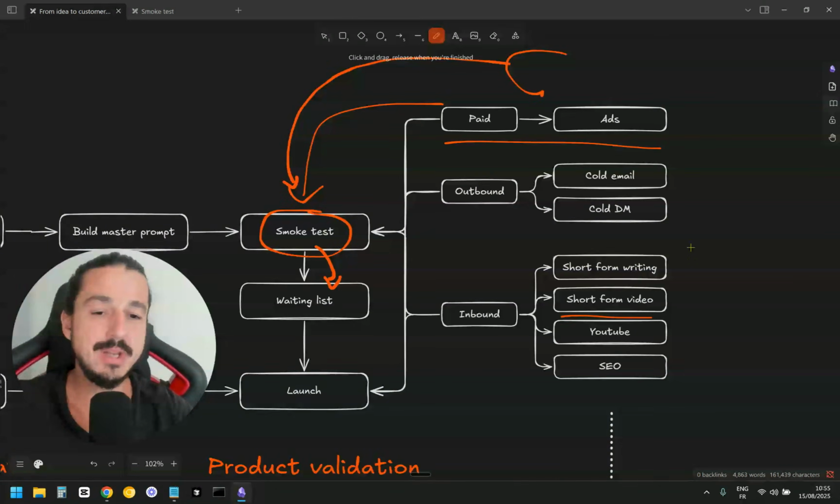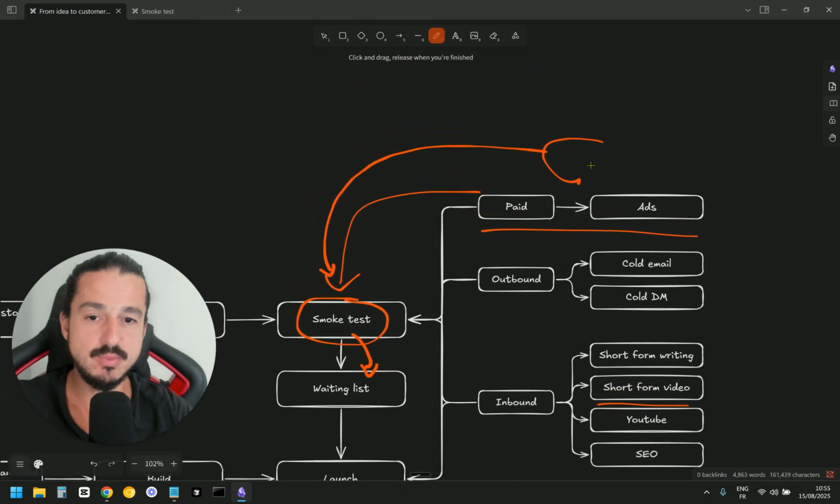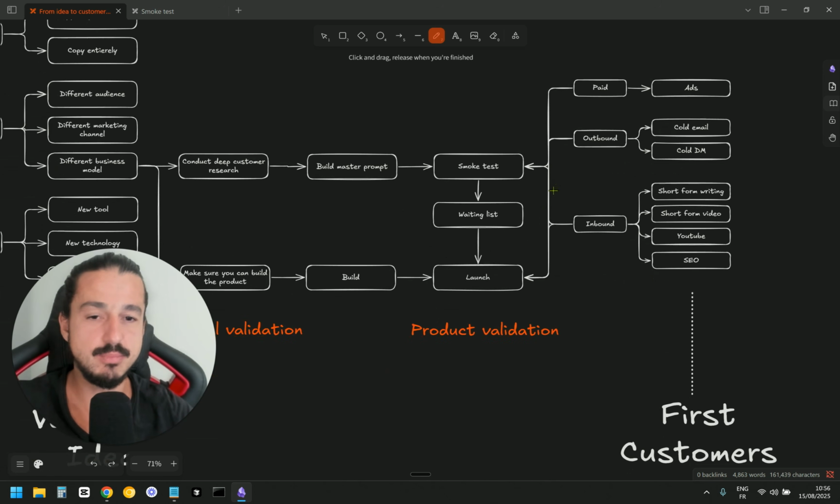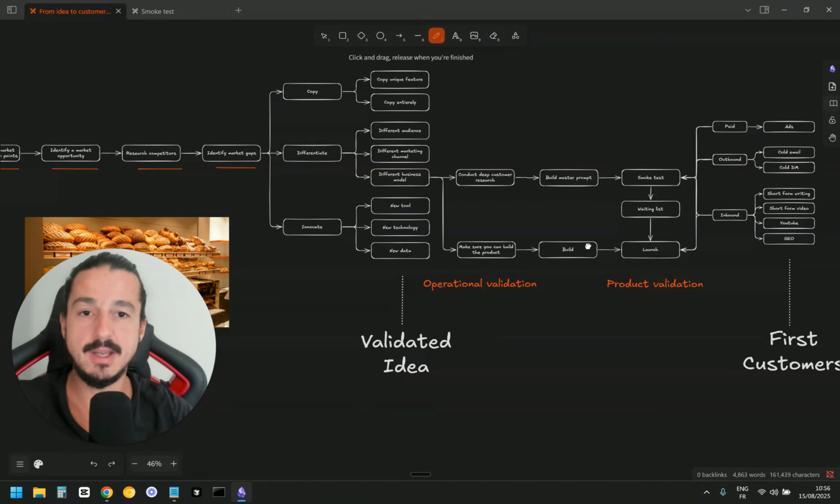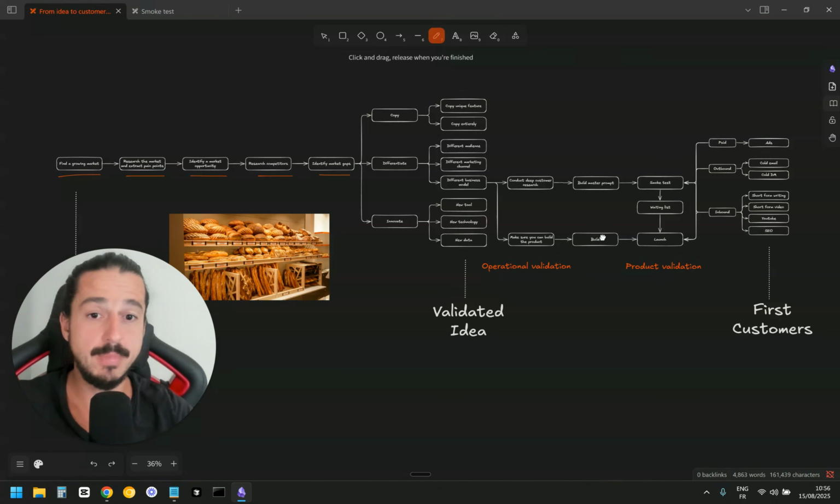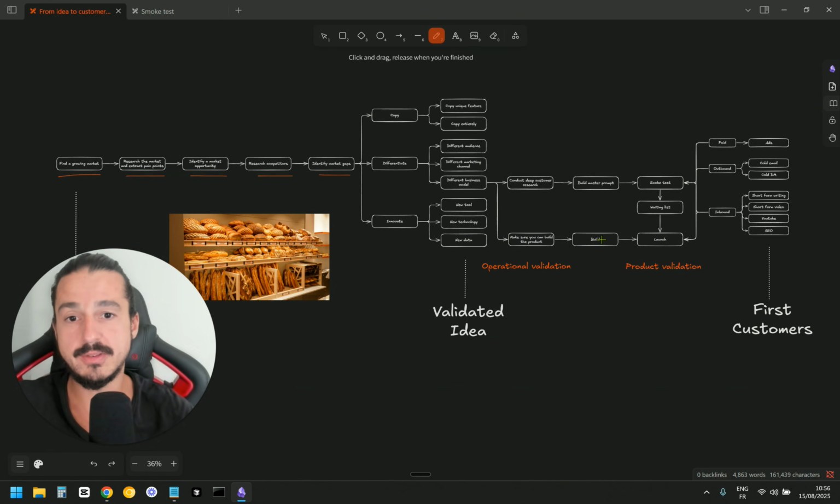You can partially do that with organic, but the best way is definitely to run ads. It's just a set of skills that is probably way simpler than you think to learn. But then you can reuse it for every product that you are building.